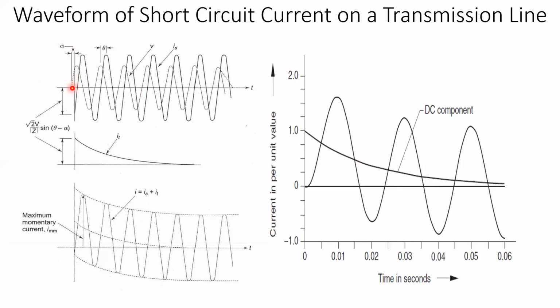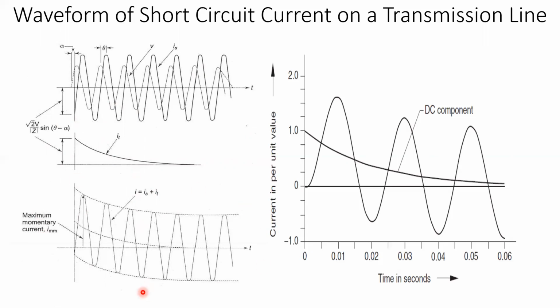So this fault can occur from anywhere between 0 to 180. So alpha can have a range of 0 to 180. This is our DC offset current, which decays with time. The DC offset current, e to the power minus R by L into t, decays with the time constant. The combination of these two, the symmetrical current and the DC offset current, gives us the total current in case of a fault.